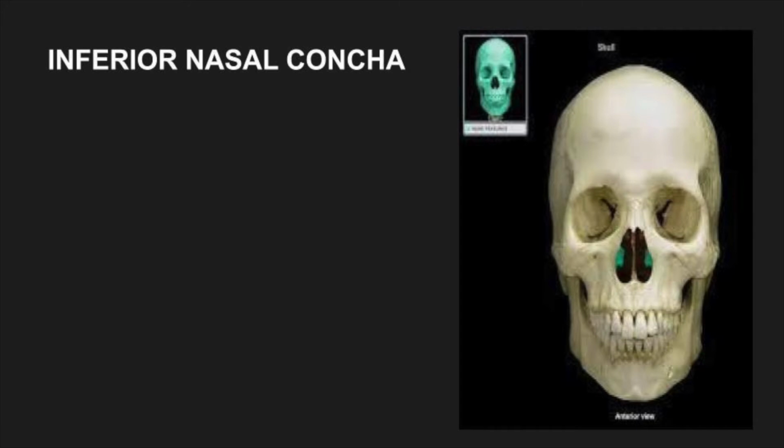Two slender nasal bones located in the midline of the face fuse to form the bridge of the nose and also articulate with the frontal, ethmoid and maxilla bones. The inferior nasal conchae are located within the nasal cavity. They are spongy and curled in shape.